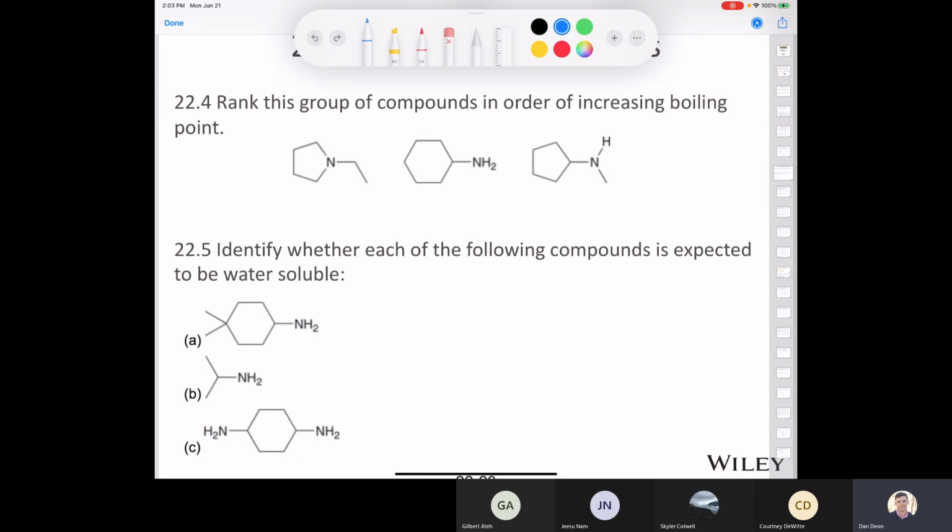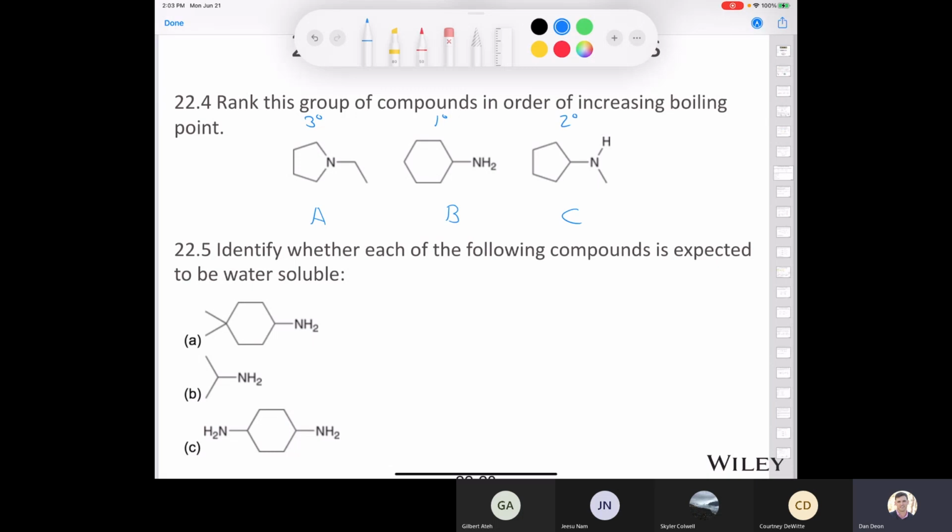Well, with that in mind, let's take a look at a couple of practice problems before we get into some interesting reactions. The first one says, rank this group of compounds in order of increasing boiling point. If I call this A, B, and C, in A, we have a tertiary amine. In B, we have a primary amine. And in C, we have a secondary amine.